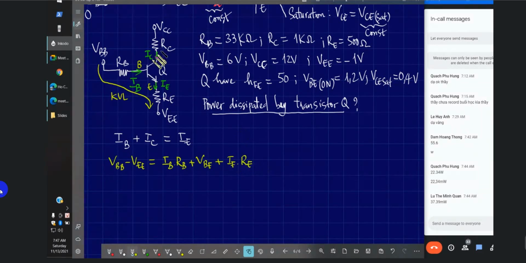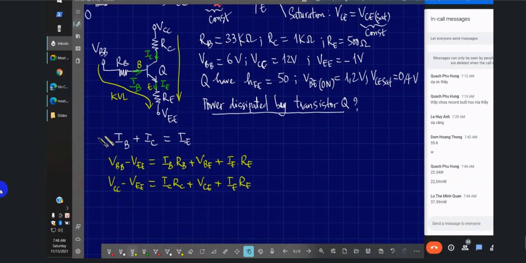Then we have the other KVL, Kirchhoff voltage law, from VCC to VEE. VCC minus VEE equals ICRC, and then from C to E, VCE, and then IE RE, and that is it.